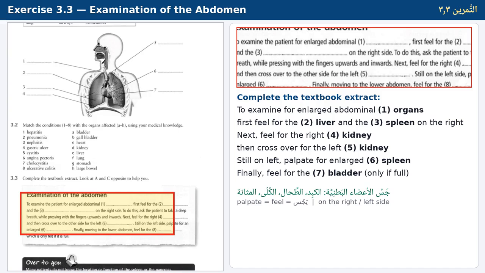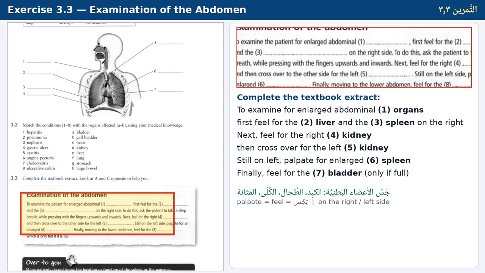Number 1. To examine for enlarged abdominal organs, the doctor feels for the organs inside the abdomen. Number 2. First feel for the liver on the right side. Number 3. And the spleen, also on the right side. Number 4. Next, feel for the right kidney. Number 5. Then cross over to the other side for the left kidney. Number 6. Still on the left side, palpate for an enlarged spleen. Number 7. Finally, feel for the bladder.